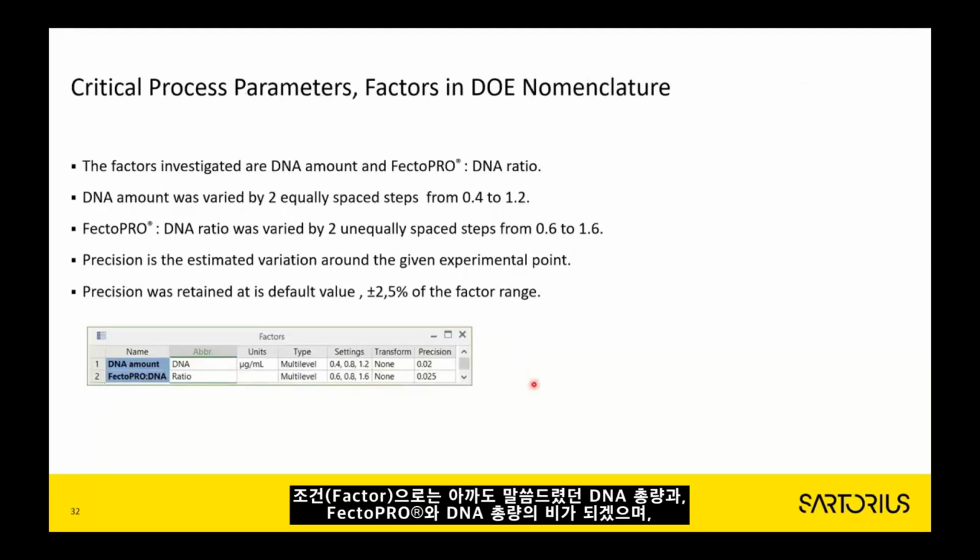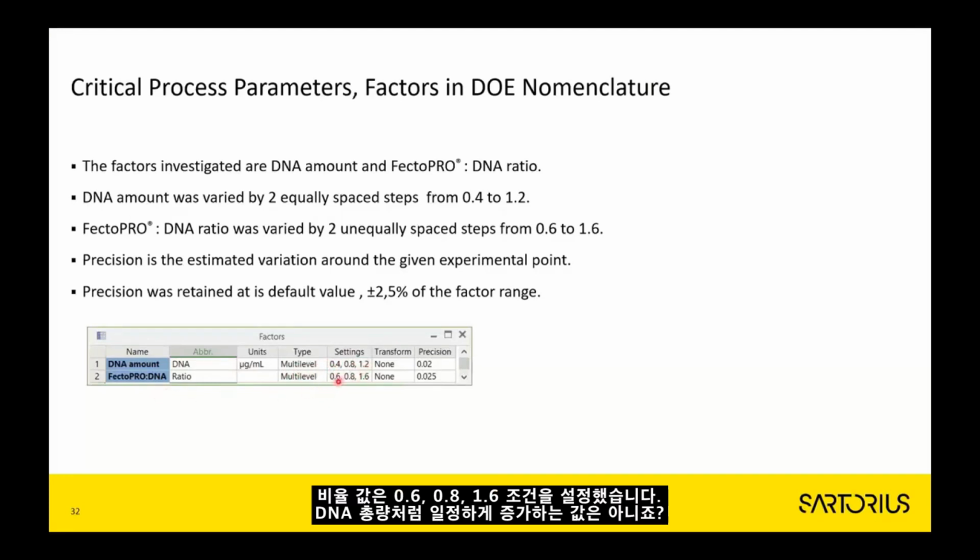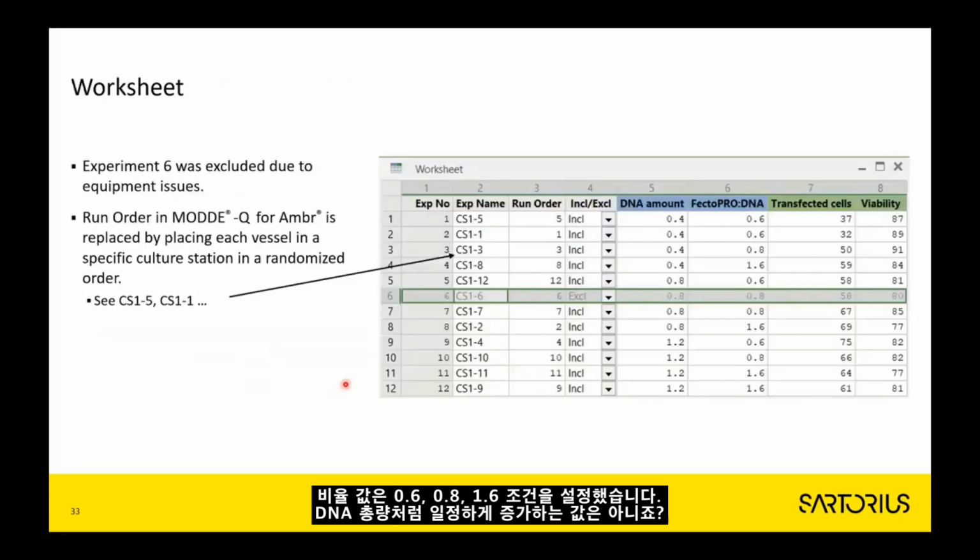The critical process parameters, or the factors using MODDE notation, were, as I said on a previous slide, the amount of DNA added and this ratio. And here you can see how the two factors were changed. DNA amount was changed from 0.4, 0.8, 1.2 in 3 steps, and the ratio 0.6, 0.8, and 1.6, not with equidistant distances between the different settings, but that's another story.